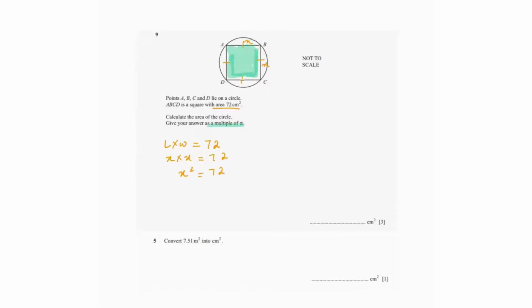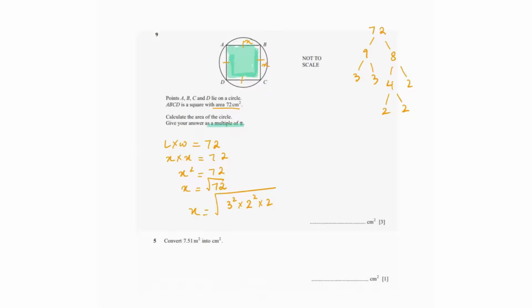So opposite of square is square root. So x equals the square root of 72. Now I want to factorize the 72. So 72 is 9 times 8. 9 is 3 times 3. 8 is 4 times 2, and that's 2 times 2. So this is 3 square because we have two threes, and 2 square times 2.